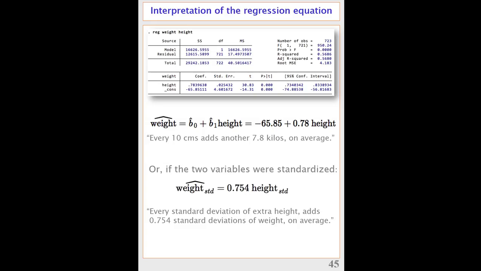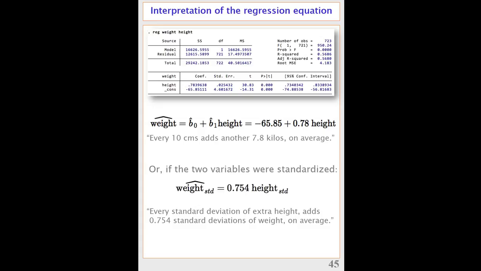Okay, so let's see. First, interpretation. I talked about standardized variables before, and here you see once again that regression of weight on height. I think in the other one I did it exactly the other way around. And this is without standardization. Then the interpretation was easy. For every extra centimeter here, we get an extra 0.78 of weight there. So 0.78 would be 0.78 kilos.